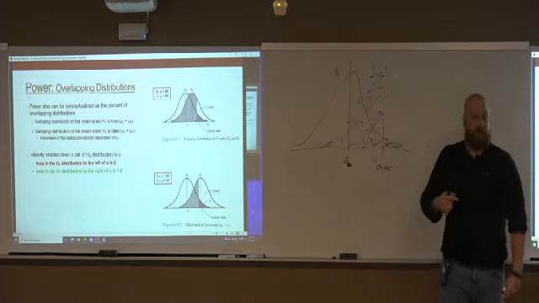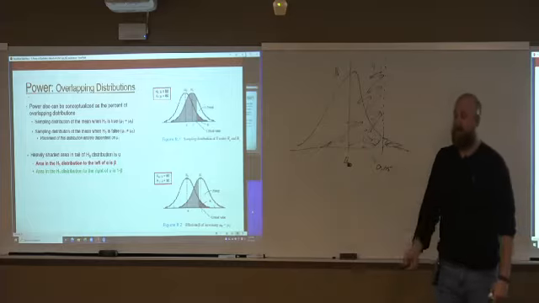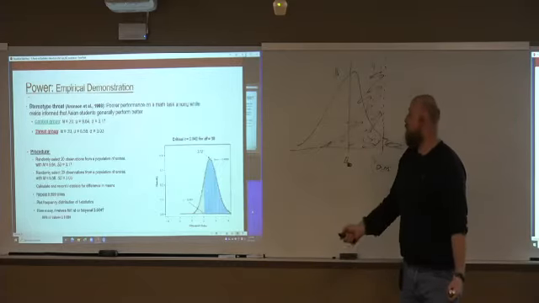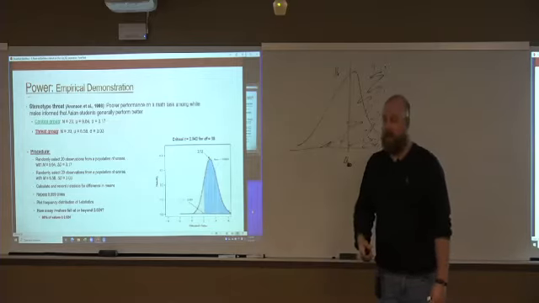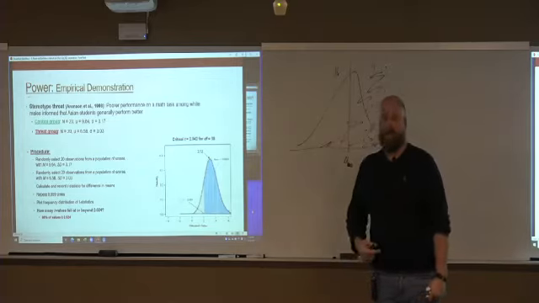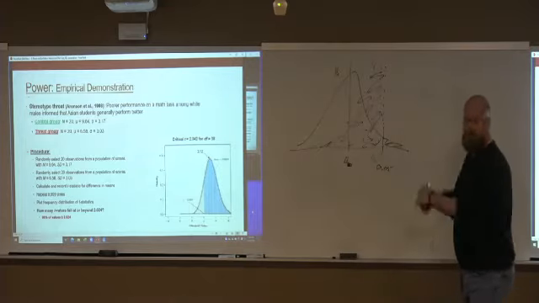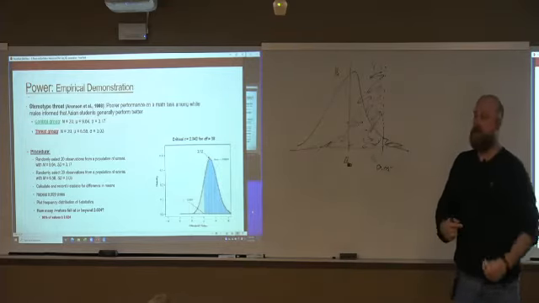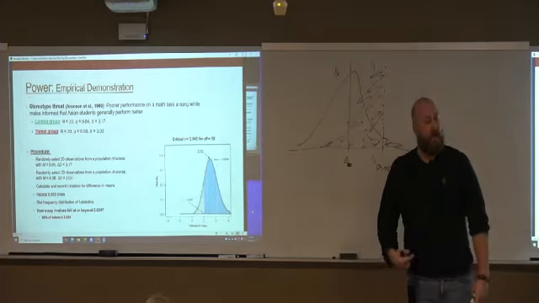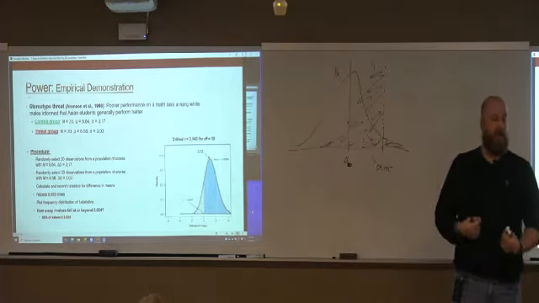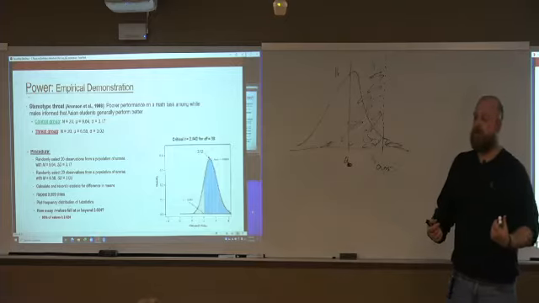So all of this is to say we can think about power in a couple of different ways. We can think about power from a replication standpoint. If I were to sample from these two different populations and run this test over and over and over again, what proportion of those tests would reject the null hypothesis if the null hypothesis is true, right?